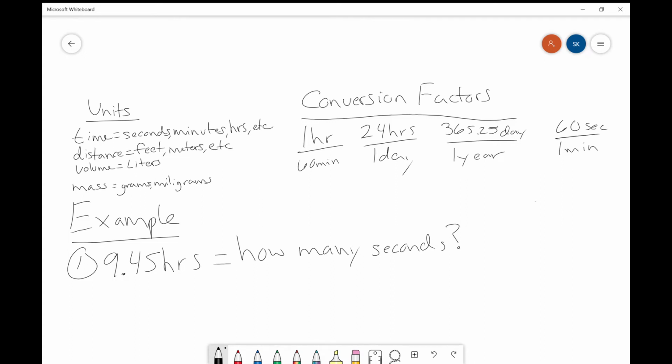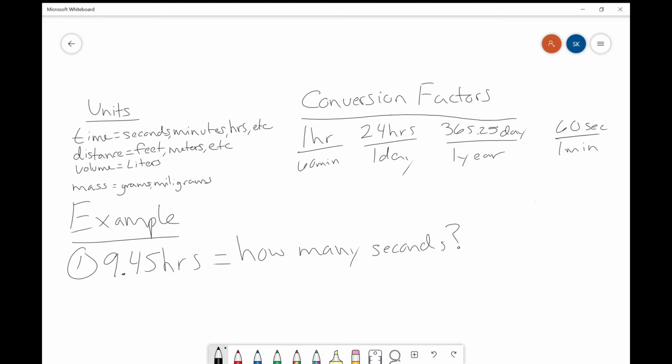All right, welcome back for part two of the unit conversions video. In our example here, we're going to work with time to figure out how to convert from one unit to another. In example problem one, we have 9.45 hours. We're going to utilize the 5 steps from the previous video and convert 9.45 hours to seconds.